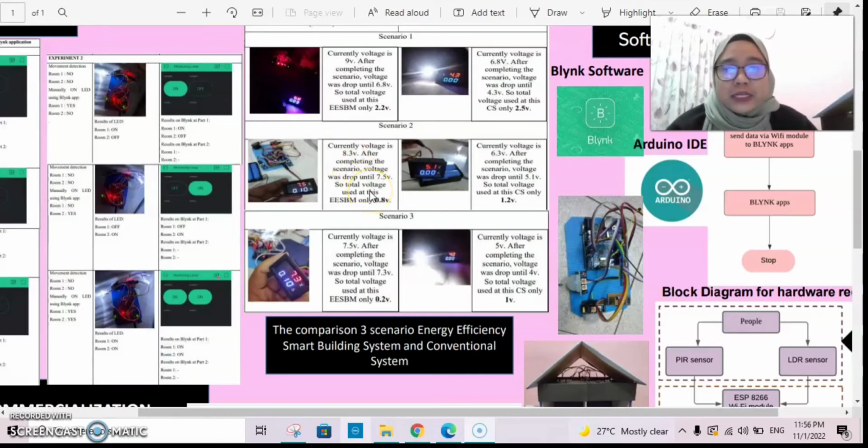The last scenario is the experiment conducted for 20 minutes only. The user will enter the room every 5 minutes and stay for a maximum of 5 minutes. Currently voltage is 7.5 volt. After completing the scenario, voltage dropped to 7.3. So the total voltage used is only 0.2. While for the conventional system, it uses 1 volt.